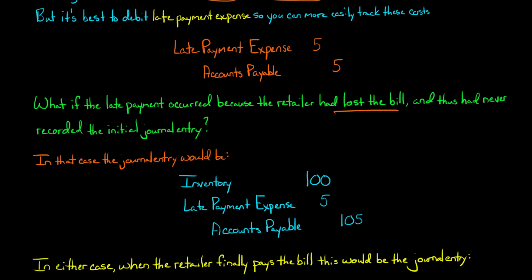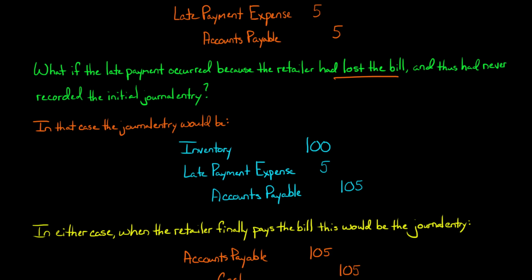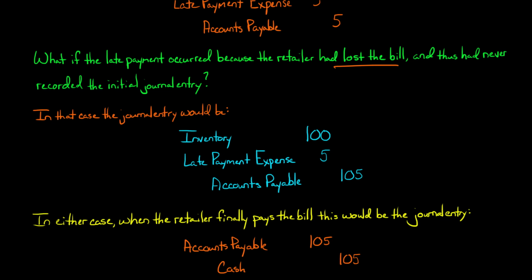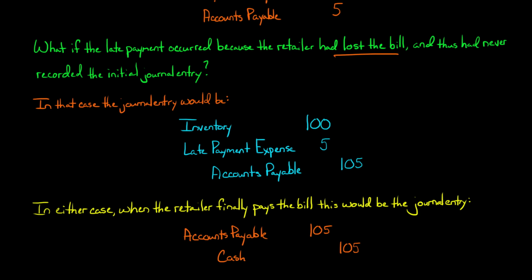Now, in either case, whether they originally lost the bill and never recorded the initial journal entry or what happened, when the retailer actually goes and pays the bill, they're going to debit accounts payable for $105 to remove the liability, and then they're going to credit the cash account when they actually pay the bill.